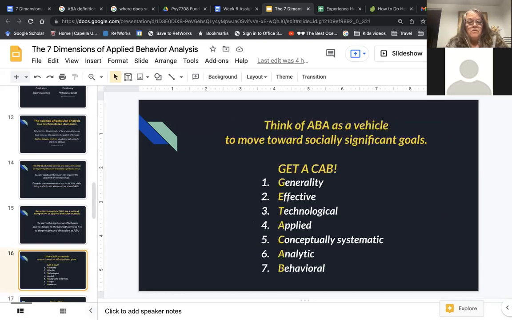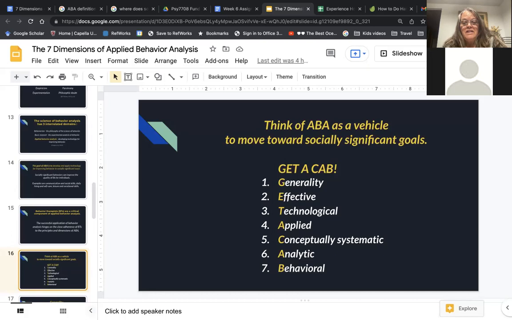So when we are implementing those programs of behavior analysis, we are using ABA as a tool to move forward with our socially significant goals. We have a little acronym that I like to think of as moving forward. When you get a cab, you want to go somewhere, get a cab. We have 7 dimensions that describe applied behavior analysis.